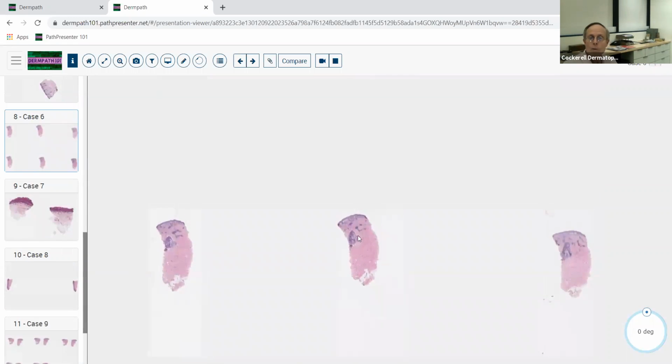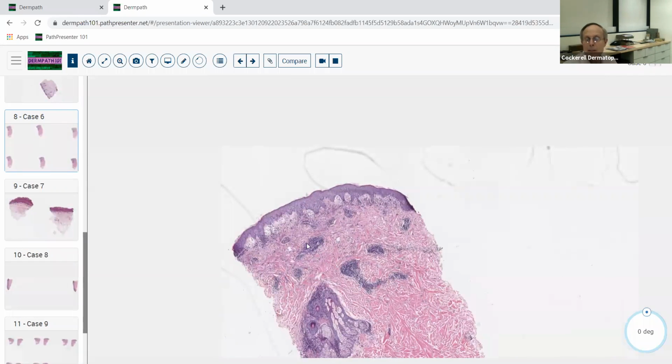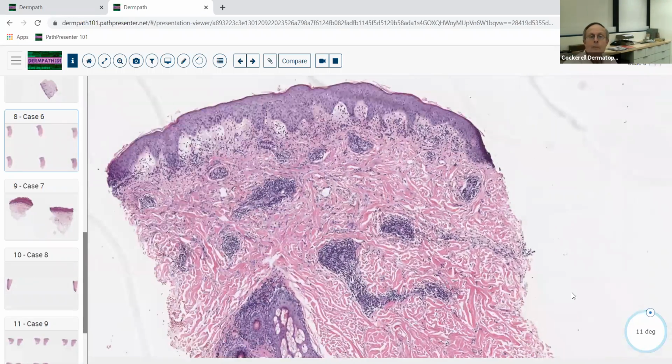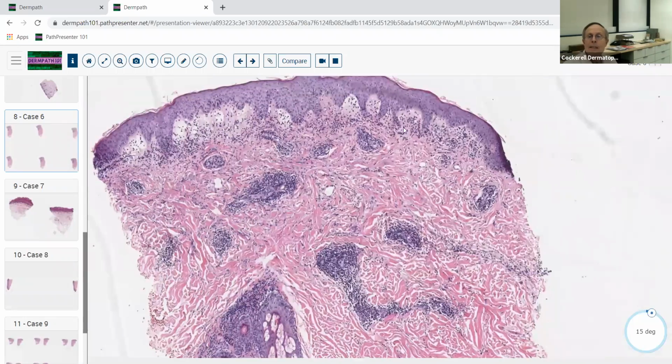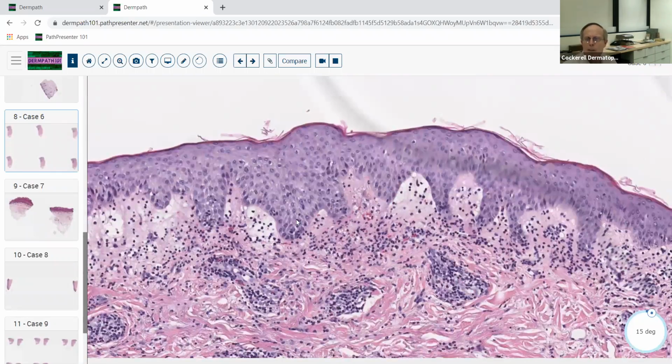Okay, let's take a look at this one. We've got a superficial perivascular and maybe mid-perivascular infiltrate, lymphocytes here, and we've got some papillary dermal edema, and we've got a little bit of vacuolar alteration here and there. I'd say most of the changes here, though, are probably some papillary dermal edema with maybe a little bit of interface change here as well. And, you know, this is kind of a borderline of what we see sometimes.